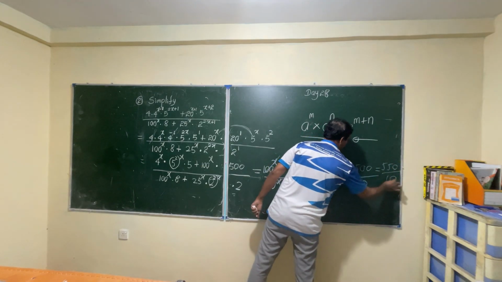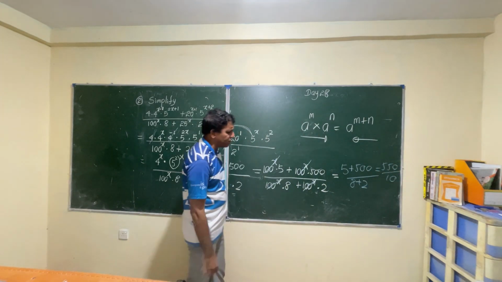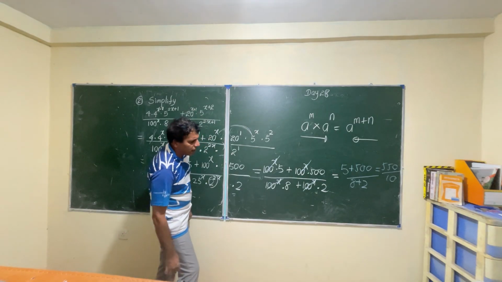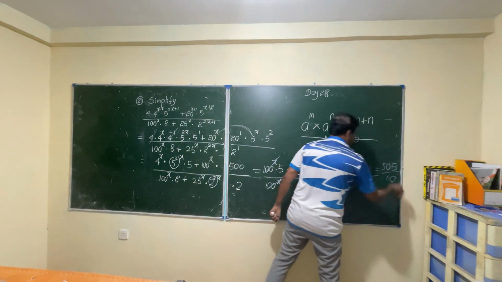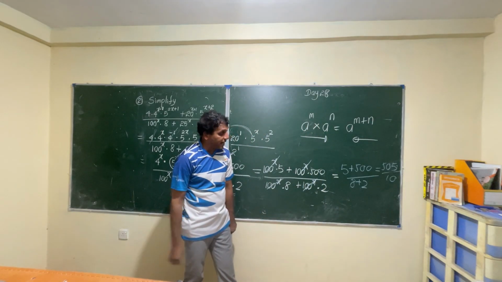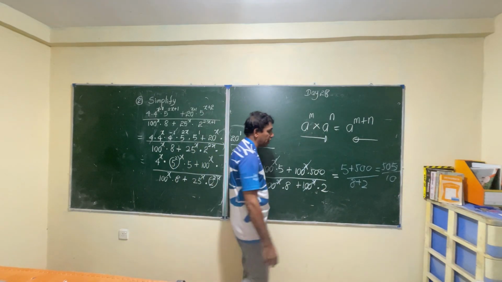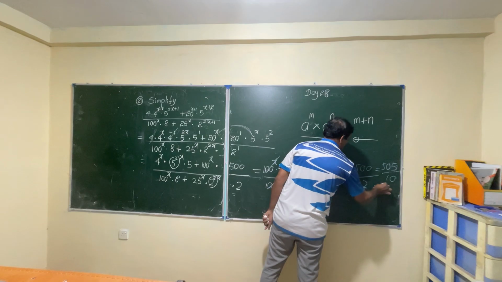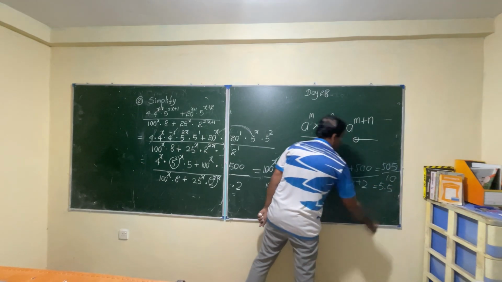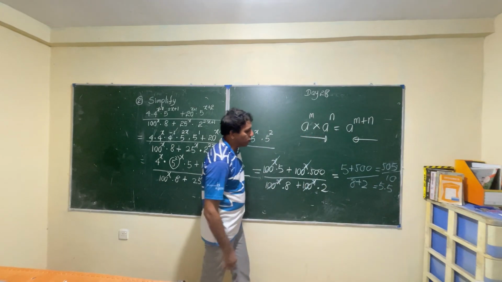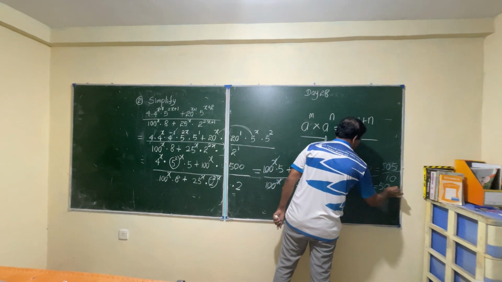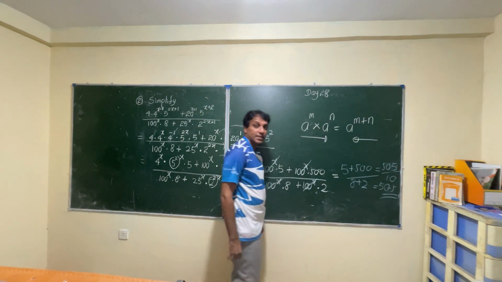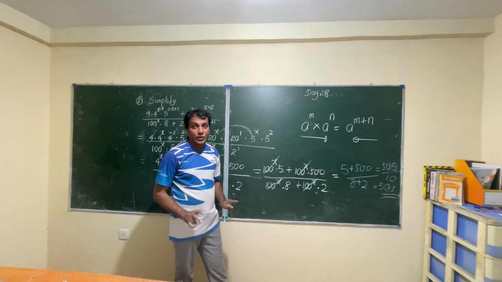is 505 below 10, sorry, 505 divided by 10. That is 50.5. Is it okay? If you multiply this, 50.5 is the answer. So it's an unedited video.